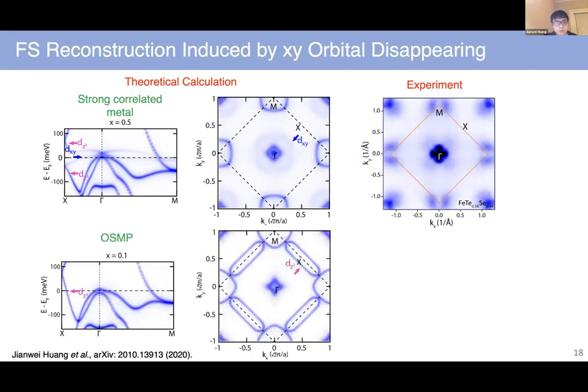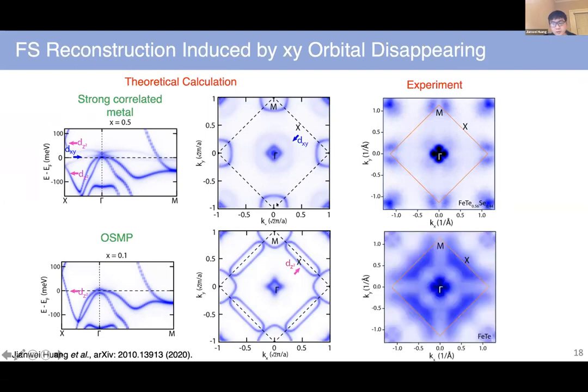But when the sample goes into this OSMP state, the DXY orbital becomes totally localized. Then the DXZ orbital crosses the Fermi level, and the spectral weight around the X point appears. Their calculation shows great consistency with our experimental observations.